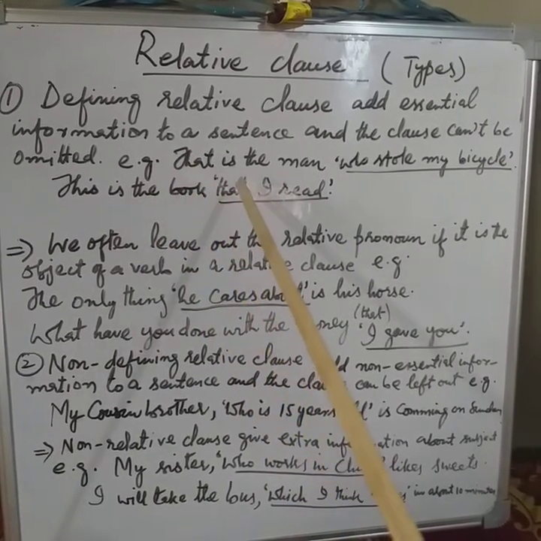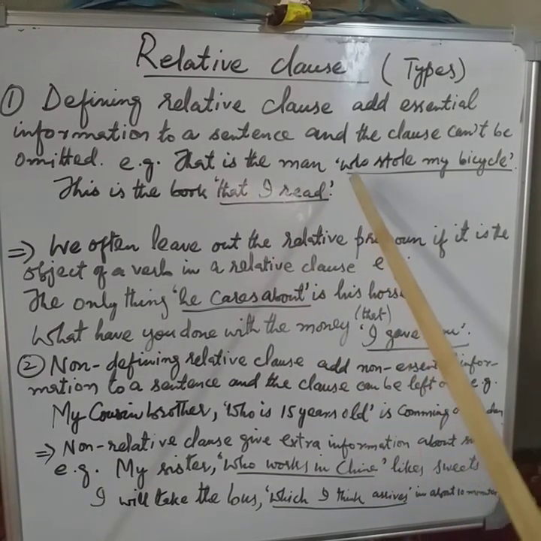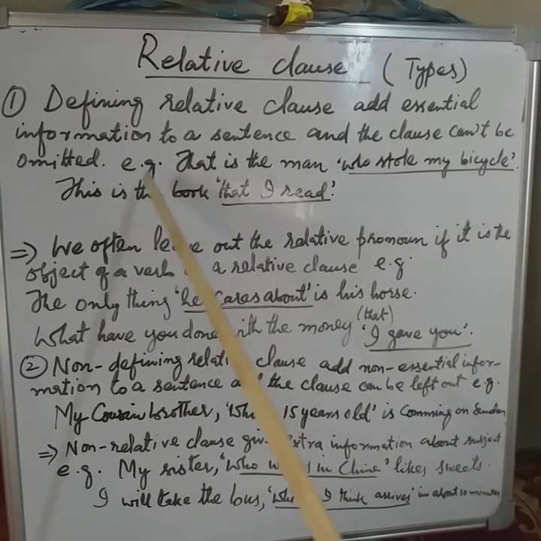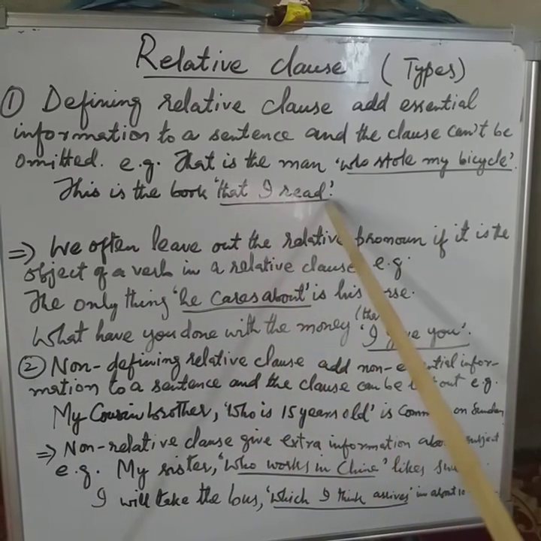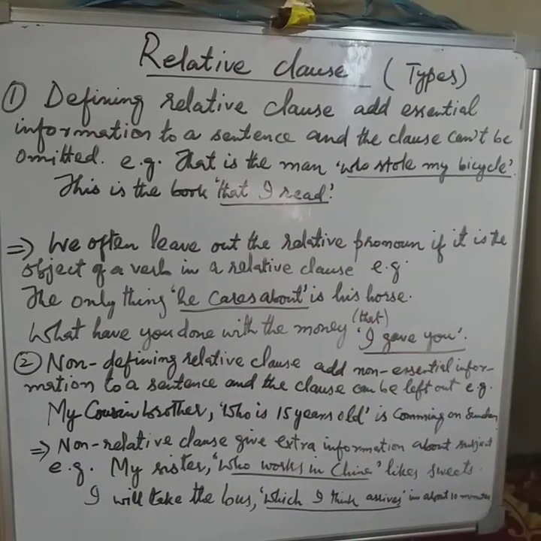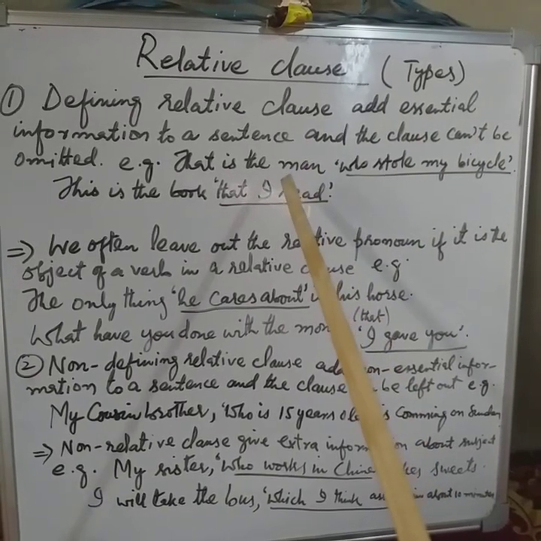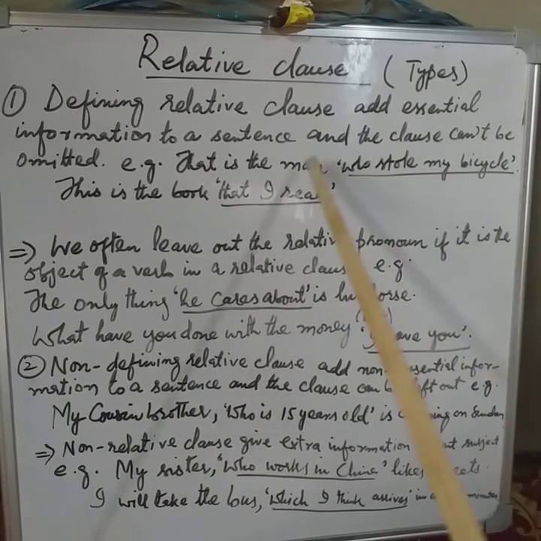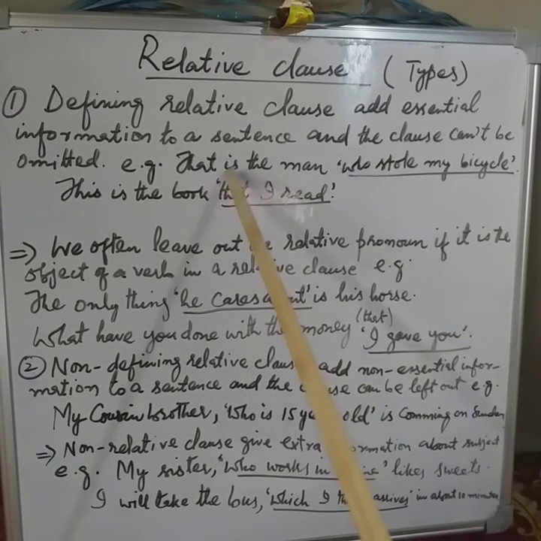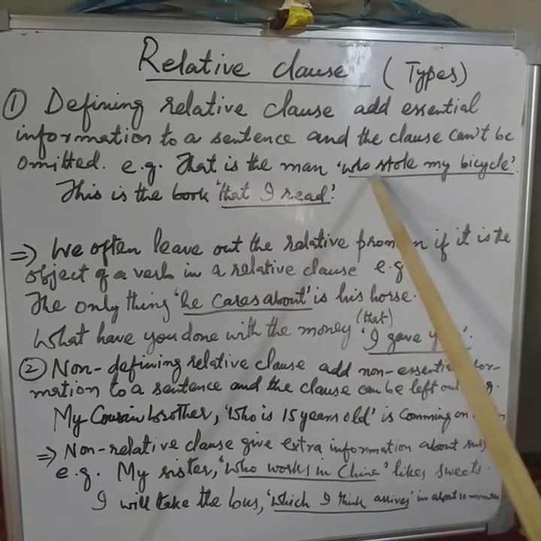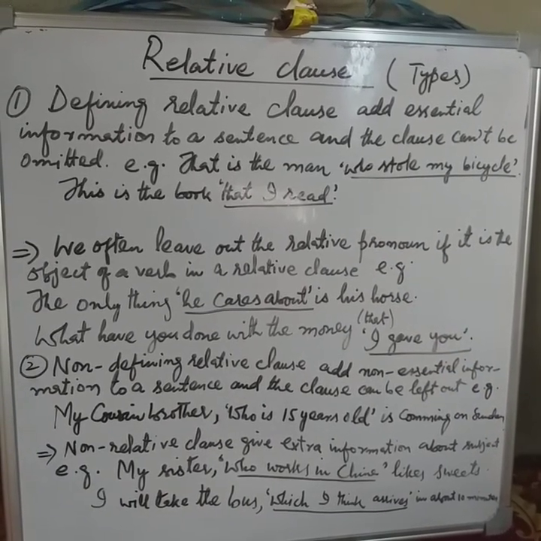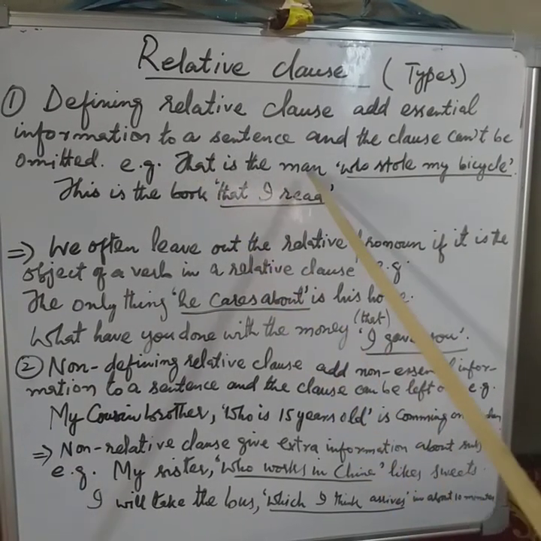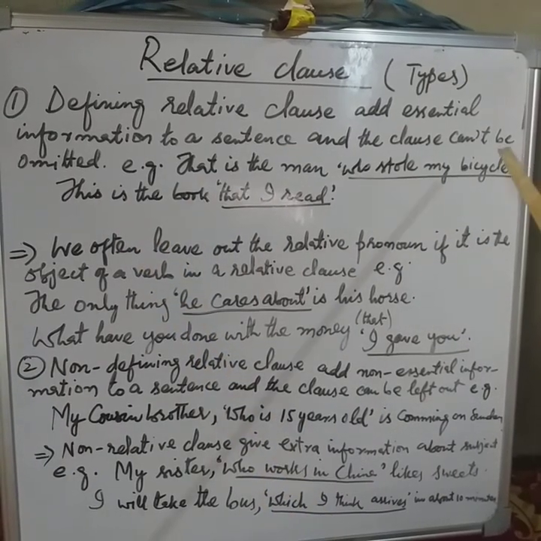For example, here we have a sentence, the man who stole my bicycle. Who stole my bicycle is here a relative clause. Similarly, this is the book that I read. That I read is here the relative clause. Now, as we discussed, this clause can't be omitted. If we take this clause out, the sentence will remain, that is the man. That means the meaning of the sentence will change if we take out the clause. So here we will only get, that is the man, what man, that is the book, what book, okay?